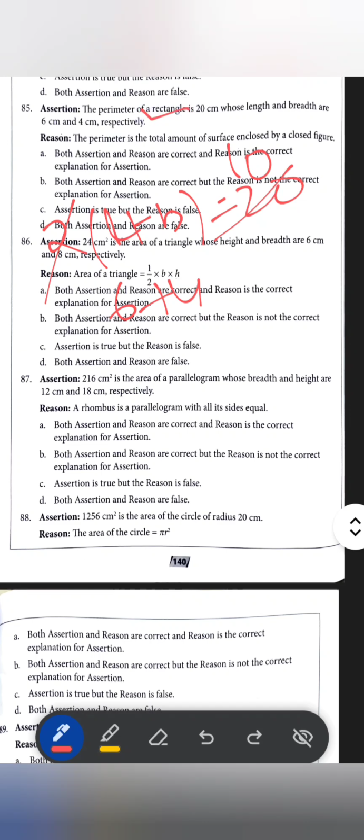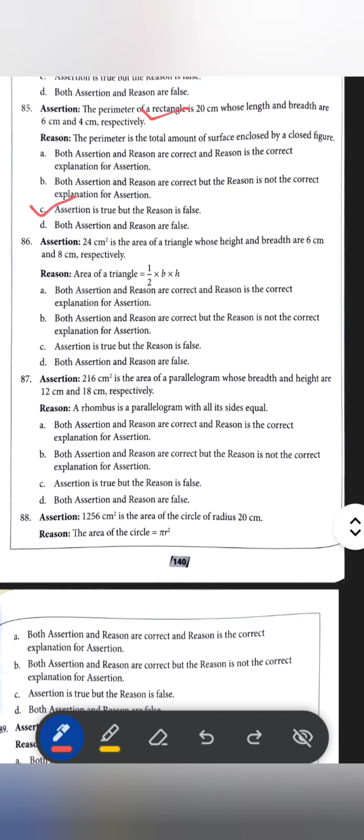So that is correct. Now the perimeter is the total amount of surface enclosed by a closed figure. No, it's only the boundary, not the total amount. So here only option A. So assertion is true but reason is false. Option C is the correct answer.